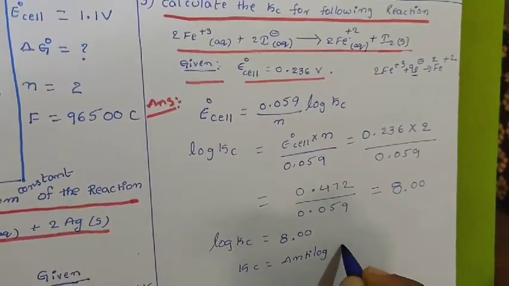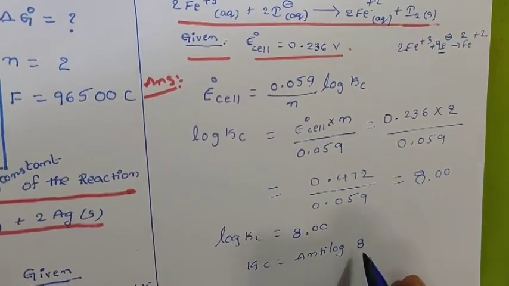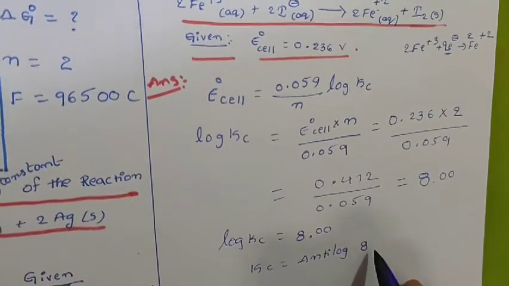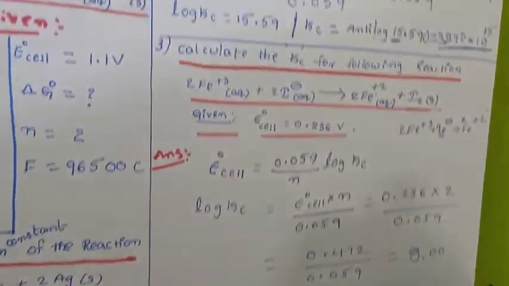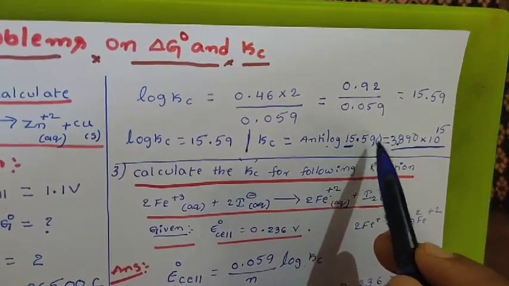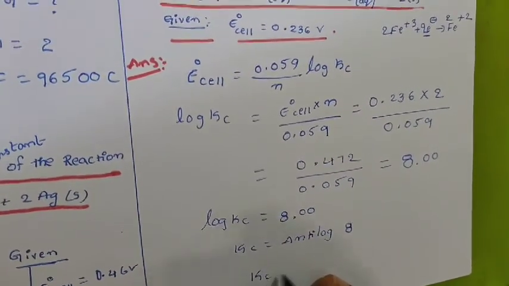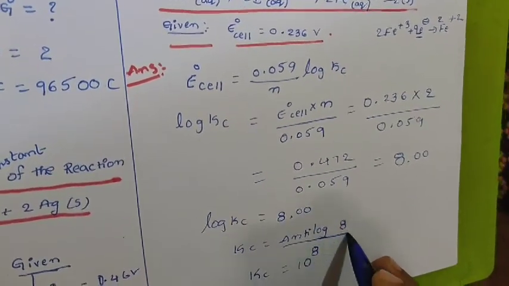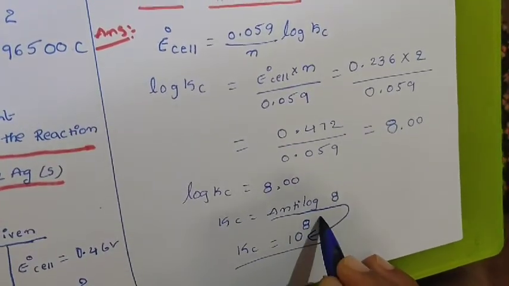the anti-log of 8. Whenever you get a single digit like anti-log of 8, anti-log of 9, anti-log of 10, anti-log of 11, anti-log of 7, anti-log of 4, it means there are no points like this. Here there was 15.590, but here there are no points. Here there is a single digit, anti-log of 8, so Kc becomes 10 to the power of 8. Anti-log of 8 we can also write as 10 to the power of 8. Okay, this is the answer.